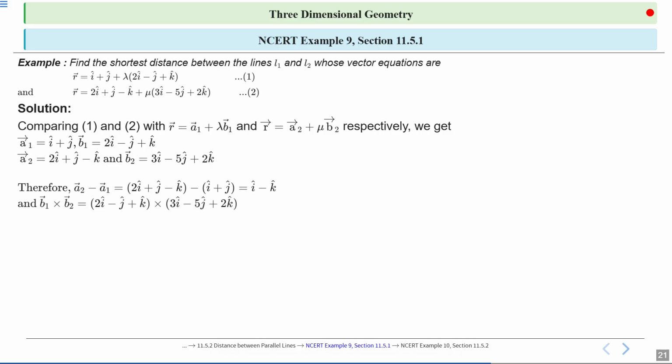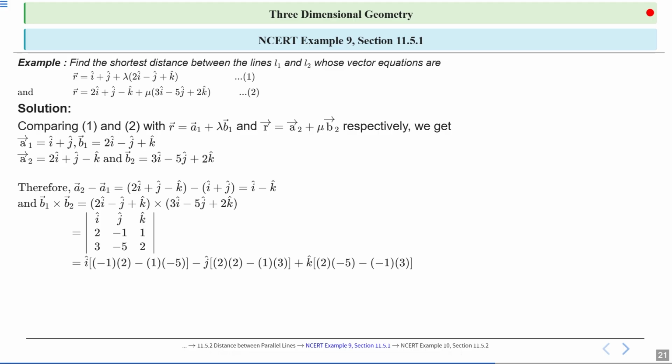And b1 vector cross b2 vector will be equal to 2i cap minus j cap plus k cap cross 3i cap minus 5j cap plus 2k cap, which is equal to determinant value of i cap j cap k cap, 2 minus 1 1, 3 minus 5 2, which after solving we will get i cap into minus 1 into 2 minus 1 into minus 5, minus of j cap into 2 into 2 minus 1 into 3, plus k cap into 2 into minus 5 minus 1 into 3, right, which will be equal to 3i cap minus j cap minus 7k cap. Got it? 3i cap minus j cap minus 7k cap, right?